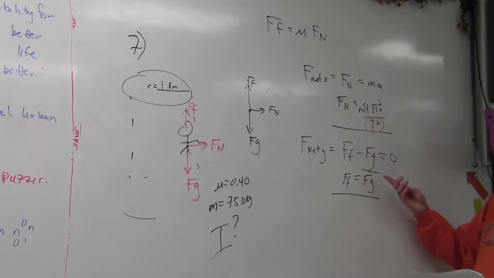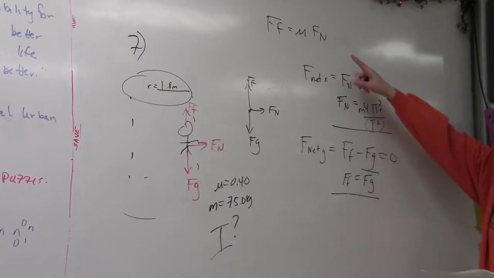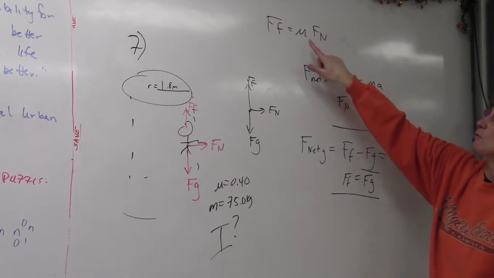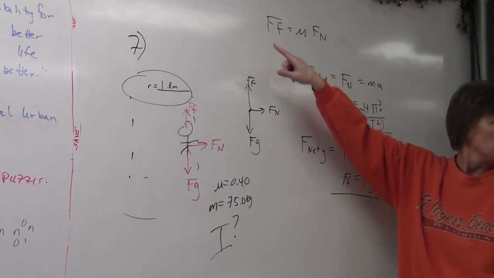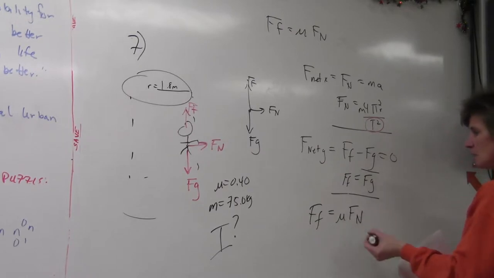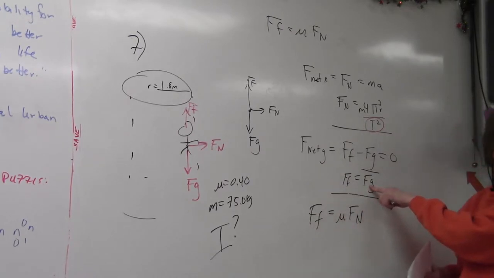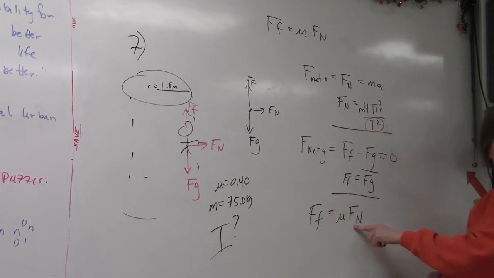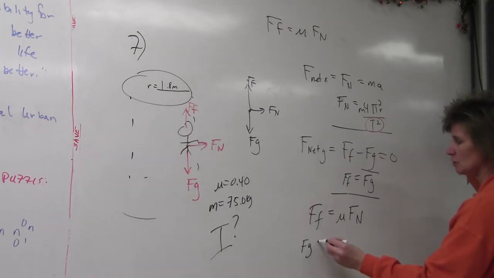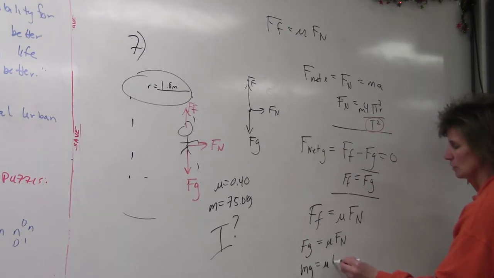Force of friction is equal to Fg. But I also know force of friction is equal to mu times normal force, and my force of friction is mass times gravity. And I know mu. Can I solve for normal force? Everybody with me on that? So force of friction is Fg, equal to mu times normal. So mg is equal to mu times normal.